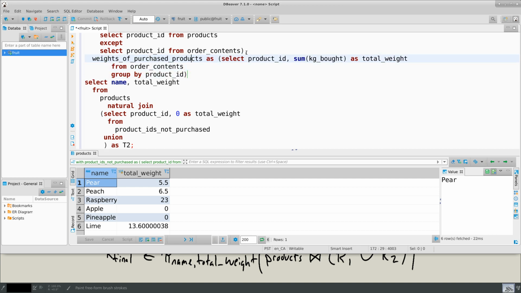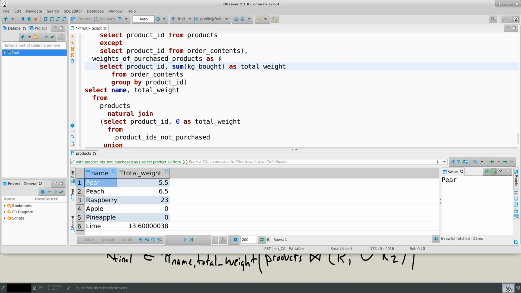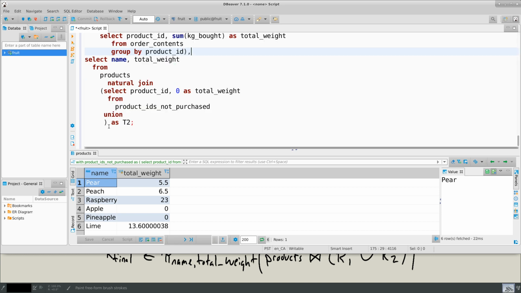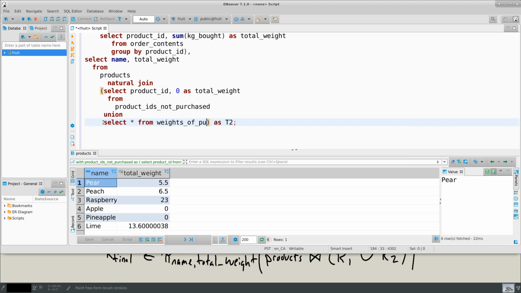There we go, and it's pretty ugly looking. We'll just unindent that a bit. There are my weights of purchased products, and then if I want to union that, I have to say select star from weights of purchased products.